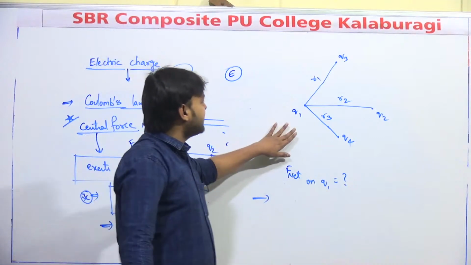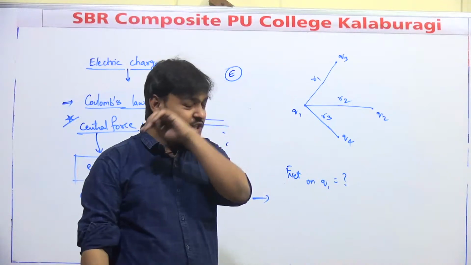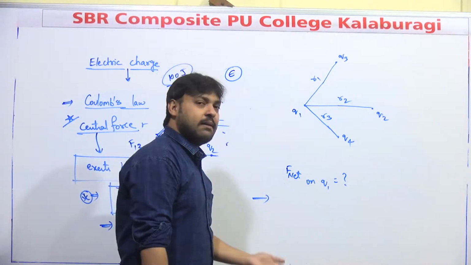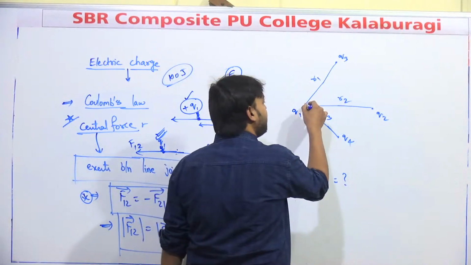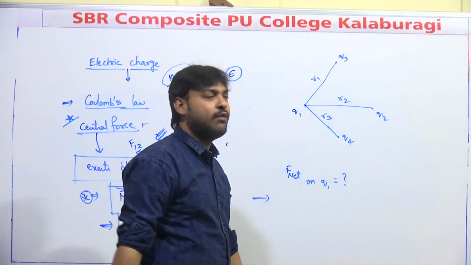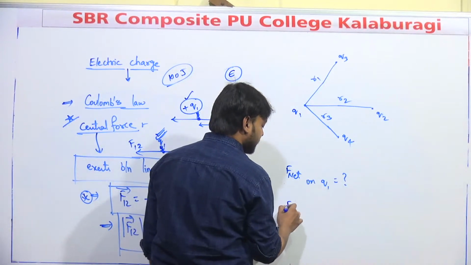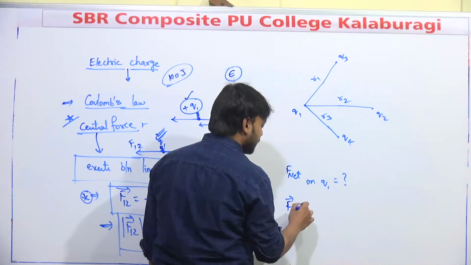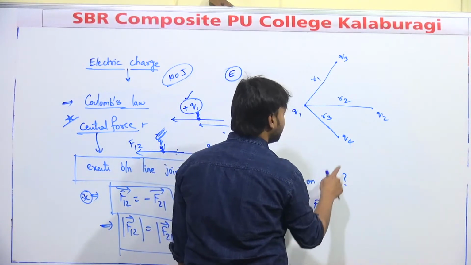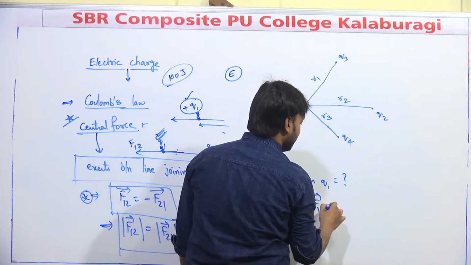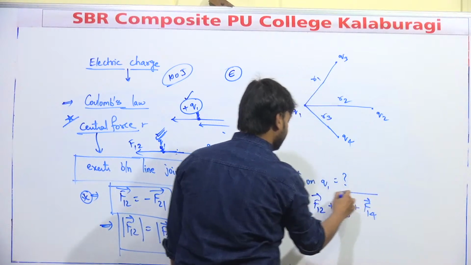I think this is the same point we discussed recently in wave optics also, right? Superposition principle. In waves we can apply it, and here also we can apply it. So what is the superposition principle? The net force acting on any particle is equal to the vector sum of all the individual forces. So if I want to calculate the net force on Q1, it should be equal to the force on 1 by 2, and the force on 1 by 3, and the force on 1 by 4.